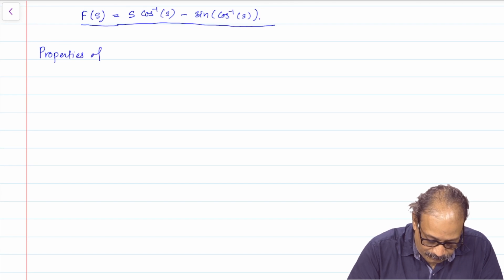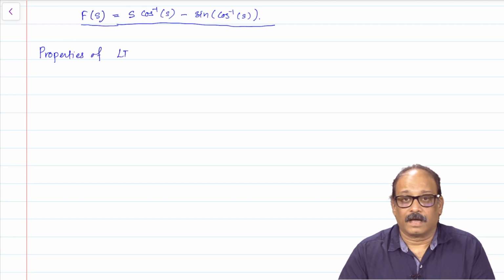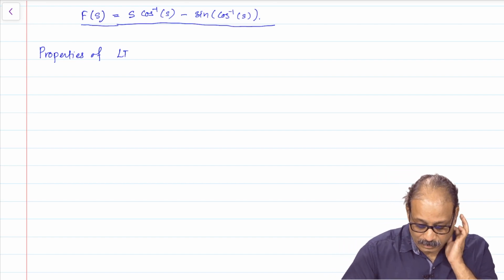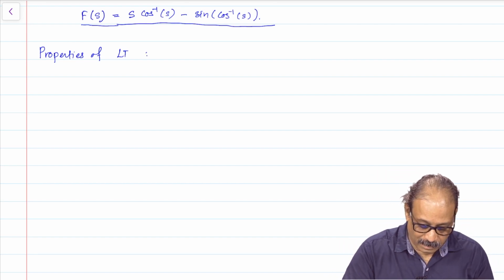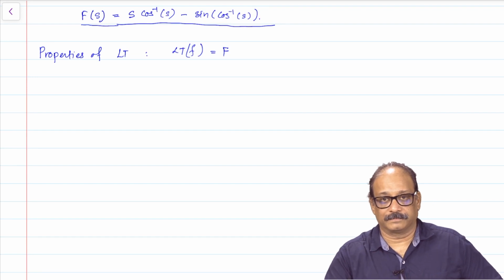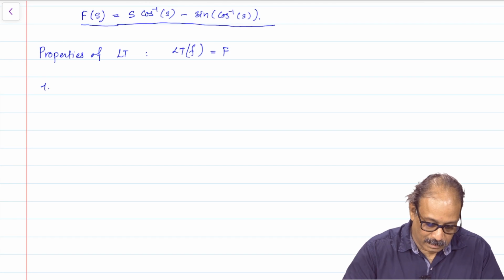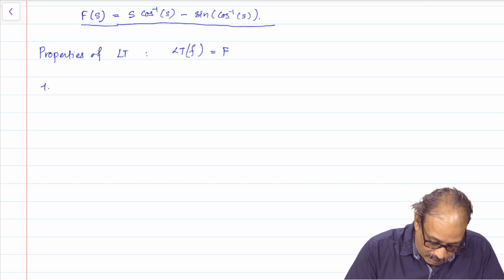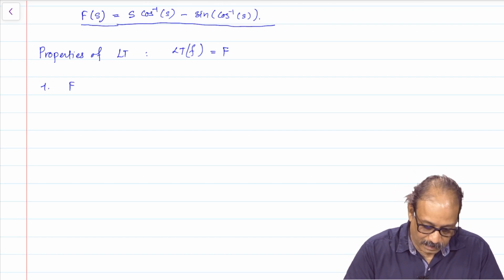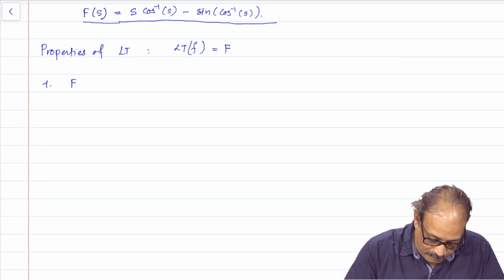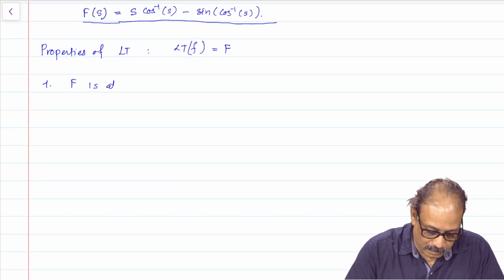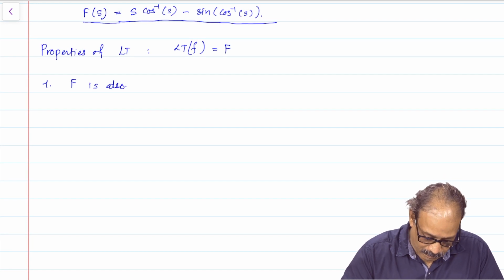Now, I will write down the properties. So, properties of Legendre transform. I will also use this notation. If you are given a function f, then the transform is capital F. Now, the property number 1 is that capital F is also a convex function.